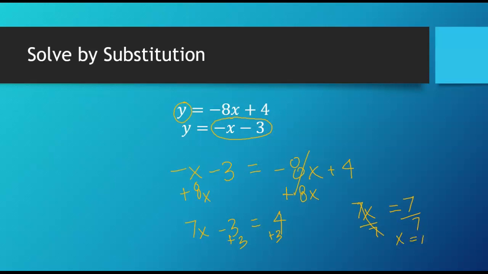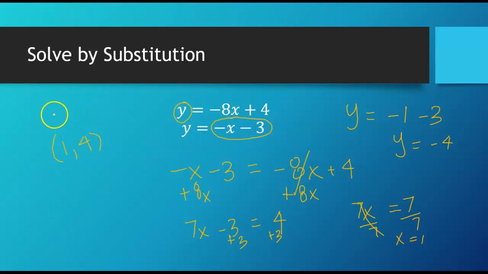But remember, this is going to be 2 lines that intersect, right? I need to know the y value where they intersect also. So I need to solve for x, but I also need to solve for y. So if I go ahead and put x equals 1 back into either one of these equations, doesn't matter which one, you'll get the same answer either way. Then you'll know what y is. So -x, and this, if I plug 1 in there, would be -1 minus 3. So y equals -4.